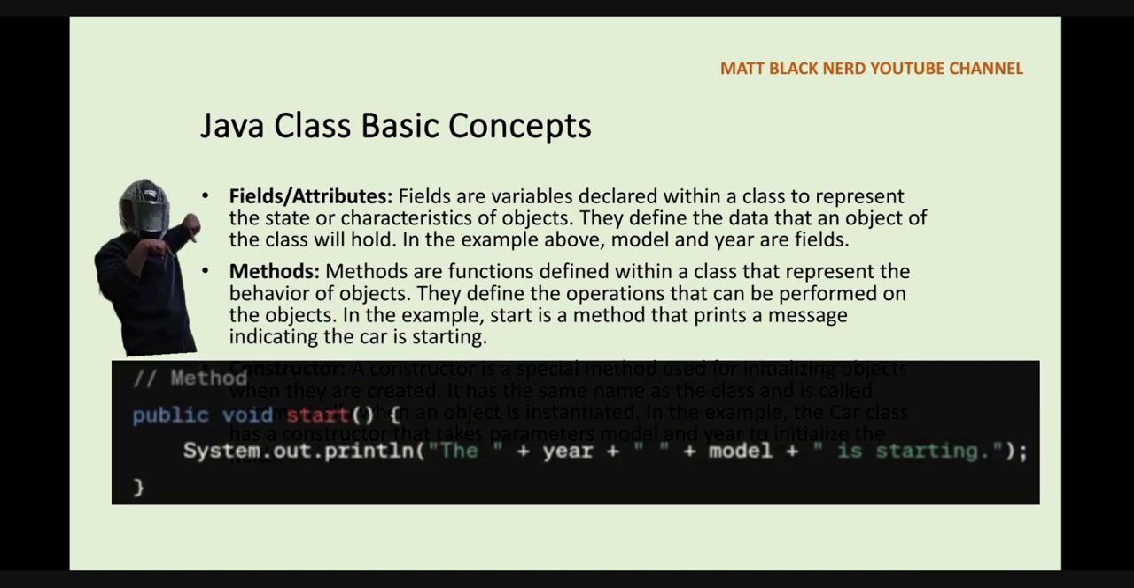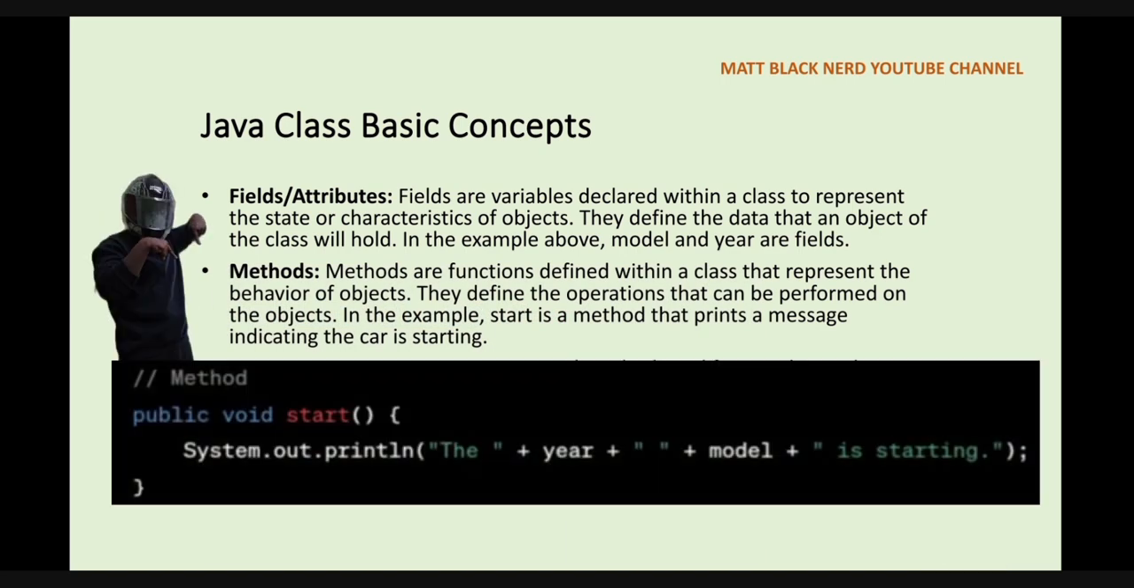Methods. Methods are functions defined within a class that represent the behavior of objects. They define the operations that can be performed on the objects. In the example, start is a method that prints a message indicating the car is starting.